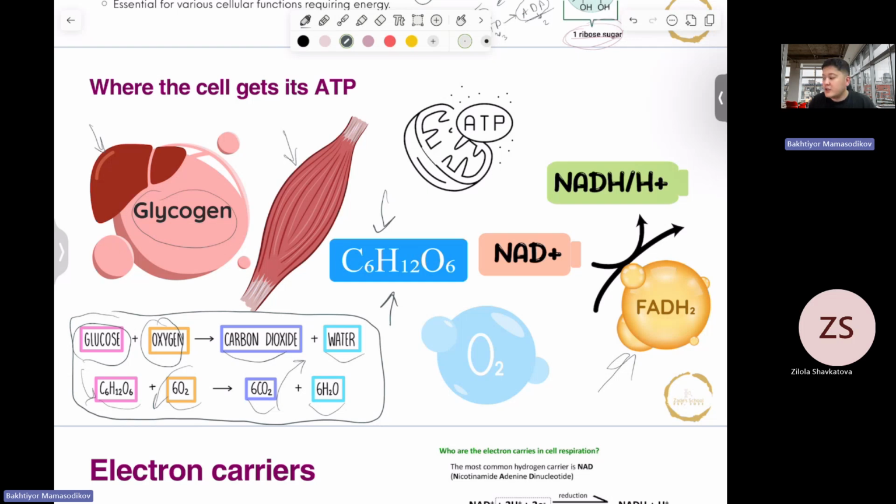For example, I know two kinds of these buses, which are electron carriers, okay? Those are electron carriers.